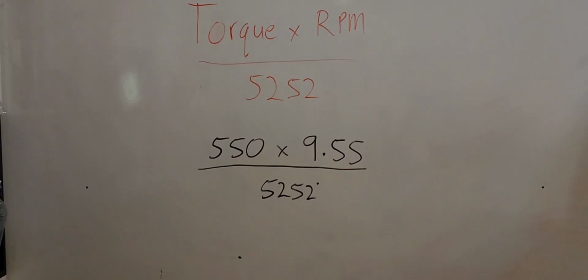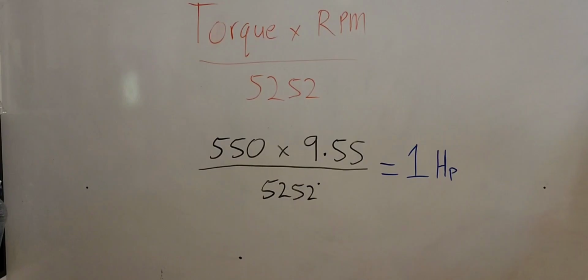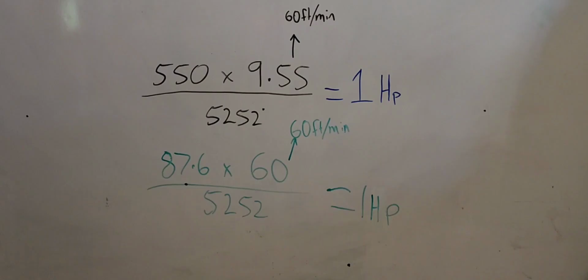To prove that the formula is correct, we can now use our basic numbers that we were using before. We can use 550 foot-pounds of torque, and we can apply it over a rotational measurement of 9.55 RPM, which gives us the circumference distance of a total of 60 feet in 1 minute. And when we divide that by 5252, we wind up with 1 horsepower.